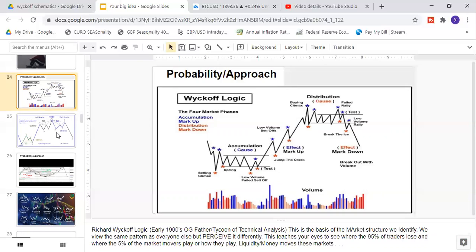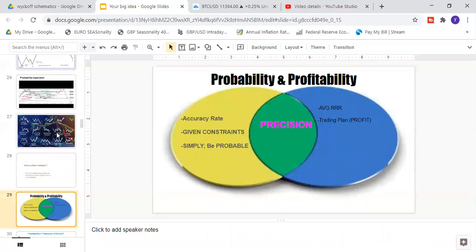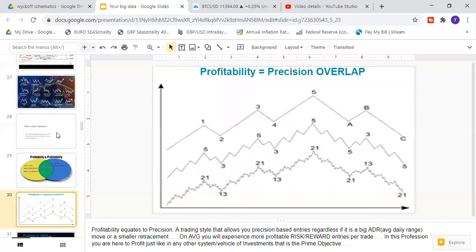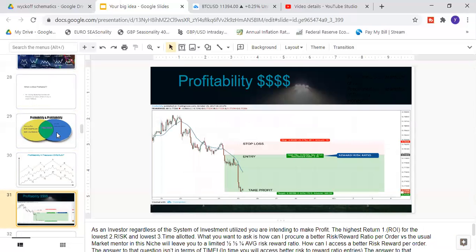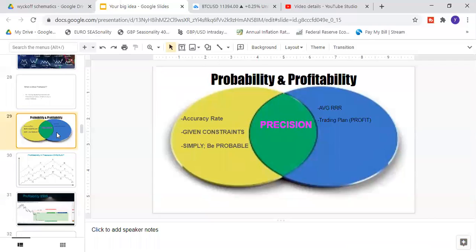So moving forward, which is most profitable? Everybody wants to ask, well, trading styles allow you to predict market direction based on sequential patterns. Repetition or patterns allow for the aspect of predictability, but which of them, if any, is most profitable? We're aware that they're probable. Which of them, if any, is most profitable? So I do want to show you this before I go into the overlap. But, well, you see, this is the overlap, guys.